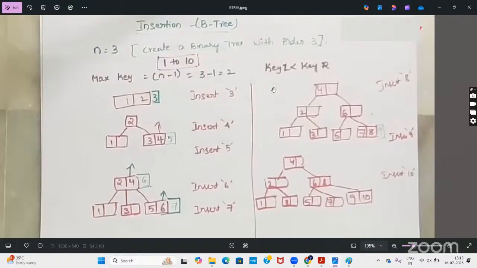So what is this concept? Key L less than key R: the left key must be lesser than the right key. The same binary search tree concept.